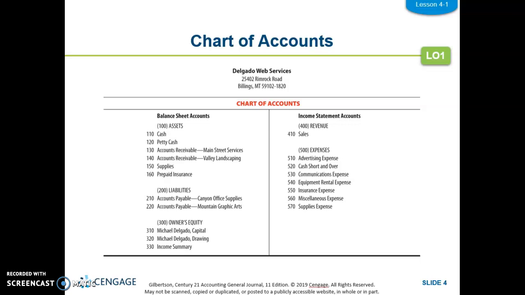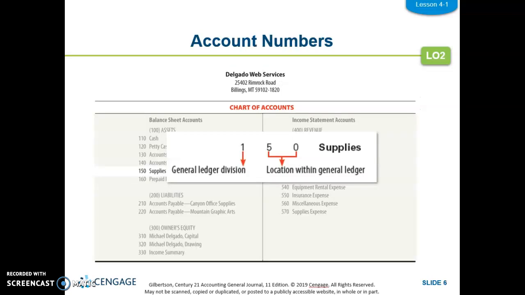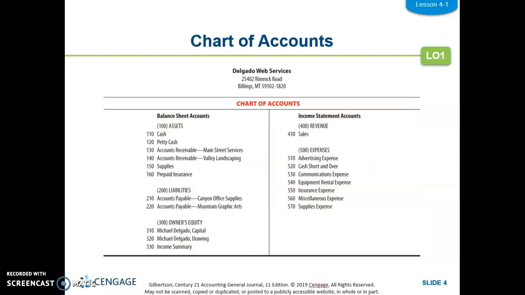How we would start this off is we have our title, which is chart of accounts. We have our balance sheet accounts on the left and our income statement accounts on the right. We would start with assets, which is labeled 100. Then we have liabilities, which is 200, owner's equity, which is 300, and then our revenue is 400, and expenses are 500. And each of these are listed in a certain order. Before I go into the reason behind why they are listed in a certain order, for example, supplies is 150. The 1 stands for the general ledger division, and the 50 would be the location within the general ledger.